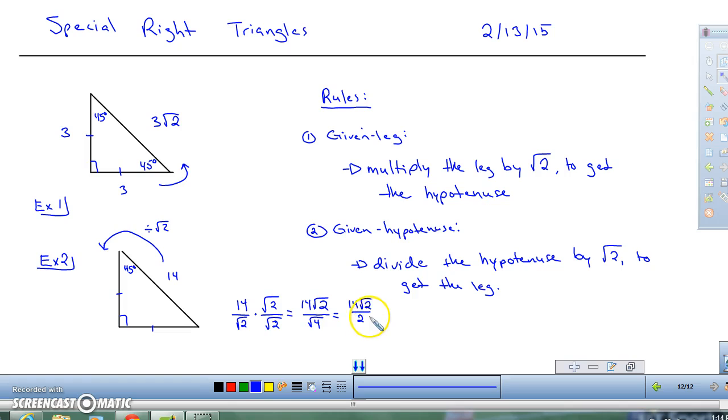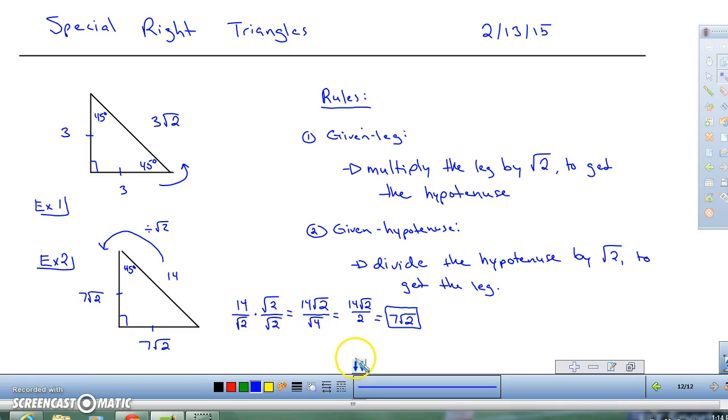Once you reach this step and you no longer have a radical in the denominator, you always want to check your whole numbers. In this case, we have 14 in our numerator and 2 in our denominator. So 14 divided by 2 is going to give us 7. So our final answer is 7 radical 2. That is the leg for this triangle. Now, remembering that it is an isosceles triangle, our other leg is also 7 radical 2. And we have found the lengths of all three sides of the triangle.